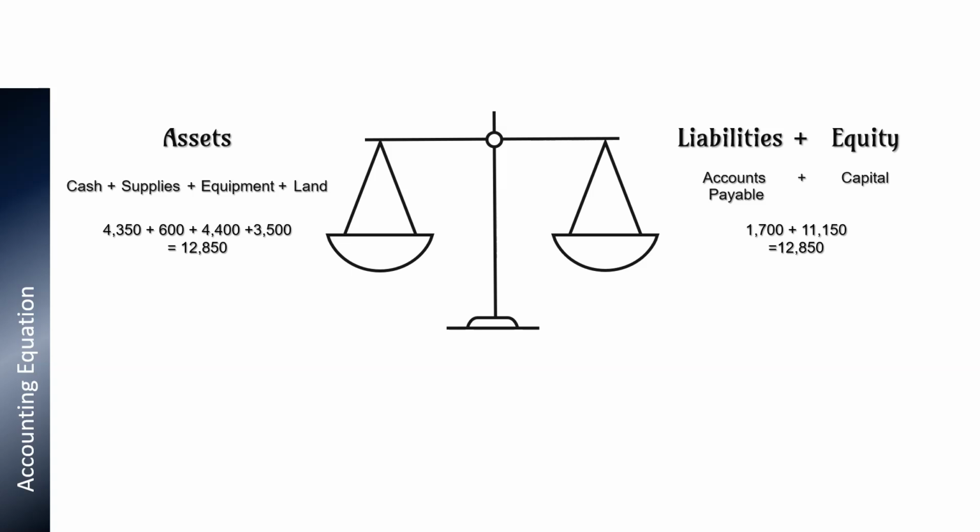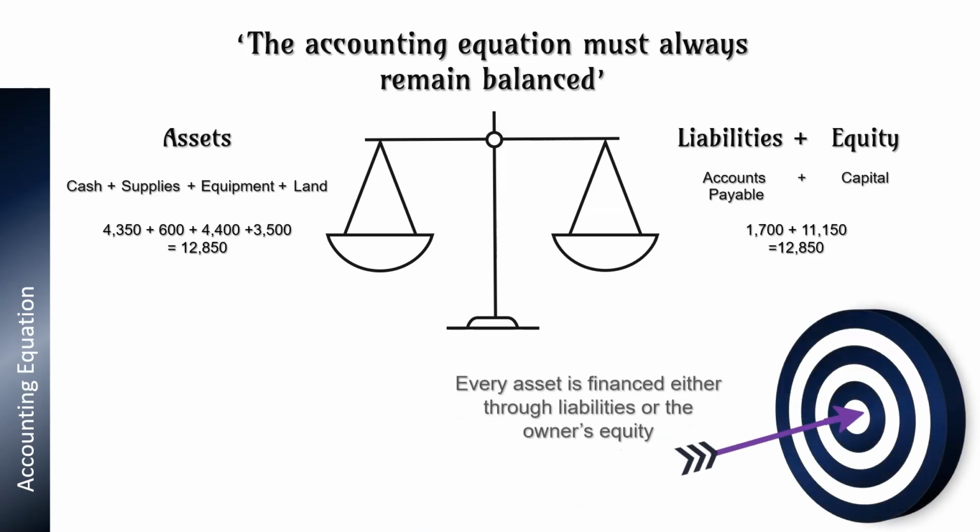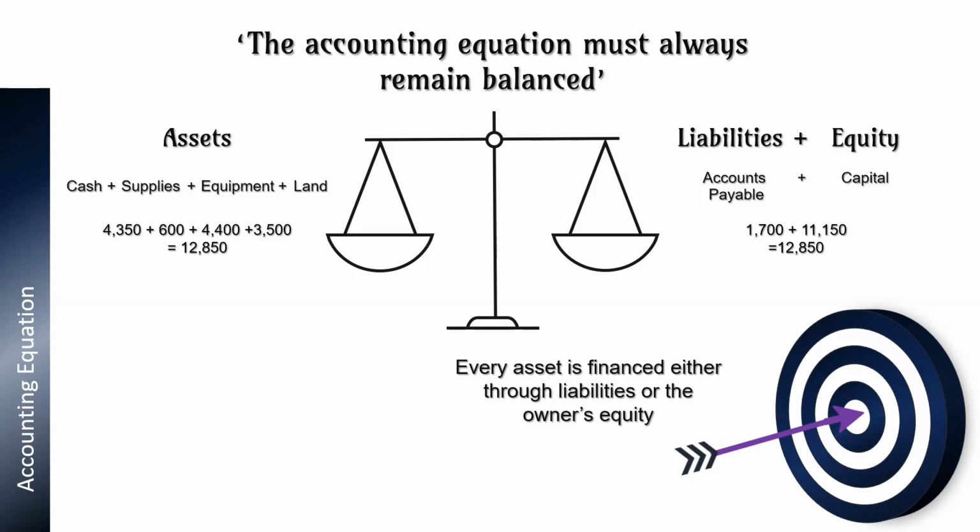This is essential because every transaction must maintain the balance between assets on one side and liabilities plus equity on the other. The key takeaway is that the accounting equation must always remain balanced. It ensures that every asset is financed either through liabilities or the owner's equity. Maintaining the balance is crucial for keeping the company's financial position clear and stable.